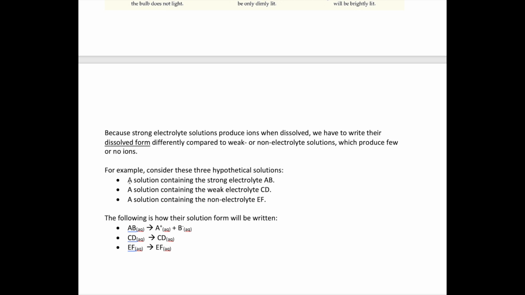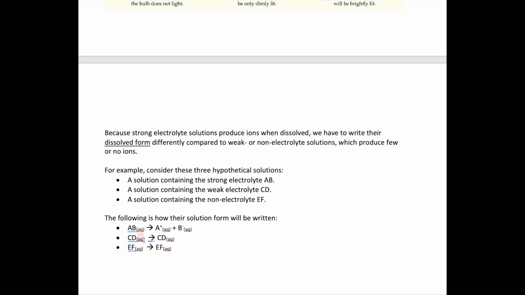So here's a quick example. We have three different solutions. One is a strong electrolyte, AB. The other one is a weak electrolyte called CD. And the last one is a non-electrolyte called EF. If you dissolve them in water, first off, all of them in their molecular form would be written as shown on the left here, which is AB(aq), CD(aq), and EF(aq). However, the correct form that you have to write based on what we observe would be A+(aq) plus B-(aq), showing that the strong electrolyte has completely dissociated into its constituent ions. That's why we see a really bright light.